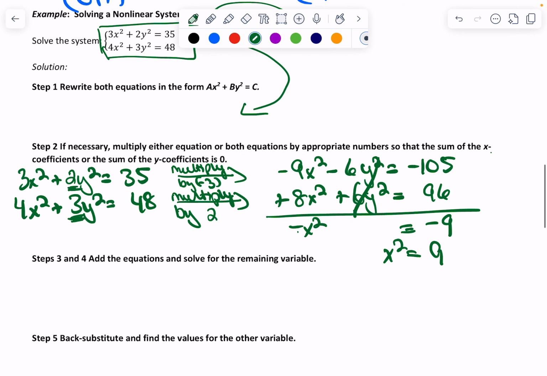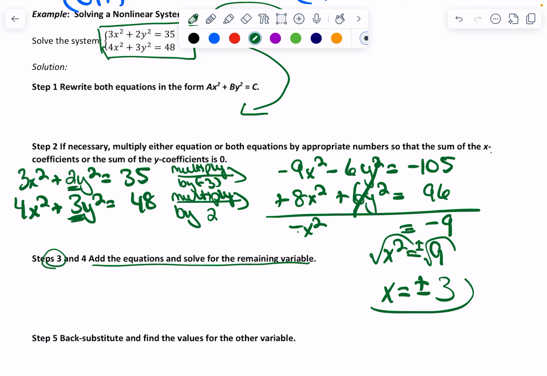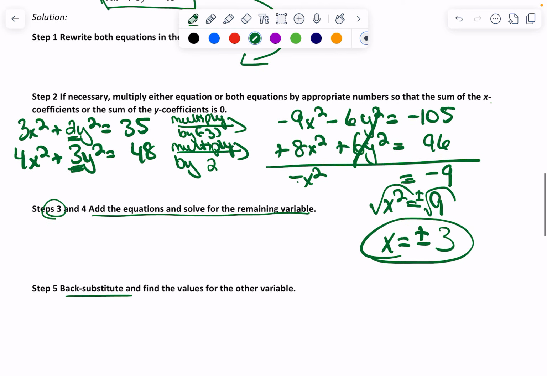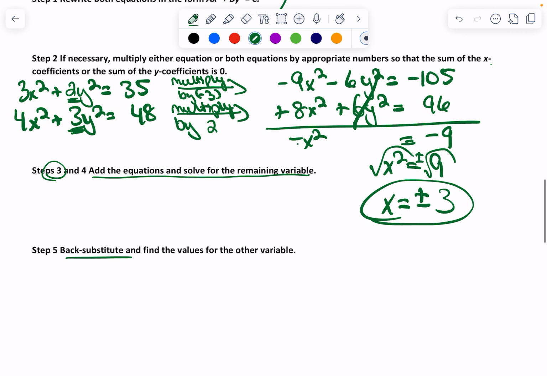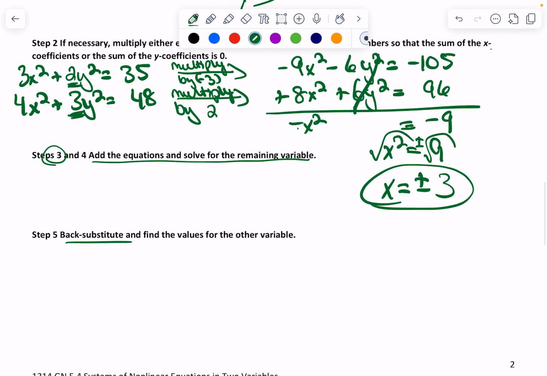We're actually doing step 3 already. Add the equations and solve for the remaining variable. Now we're going to take the square root and add positive and negative, so x equals positive and -3. Then we're going to back substitute and find the values for the other variable. Now it really doesn't matter which one we pick. I'm just going to go ahead and take the first one.